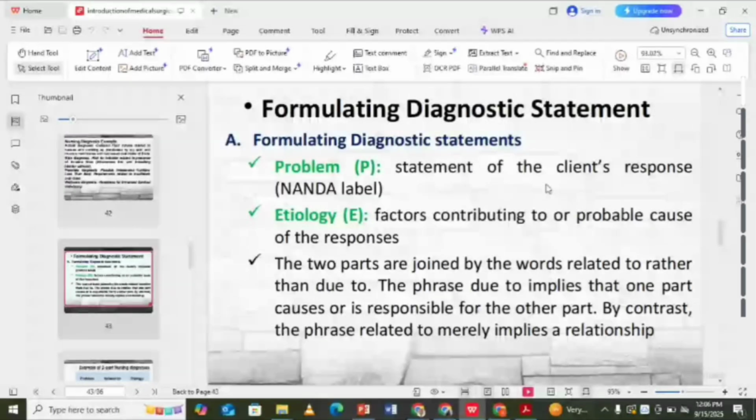Problem, that is the statement of the client's response. That's the NANDA label. I believe you people have NANDA. Do you know what NANDA is? Someone who knows what NANDA is?